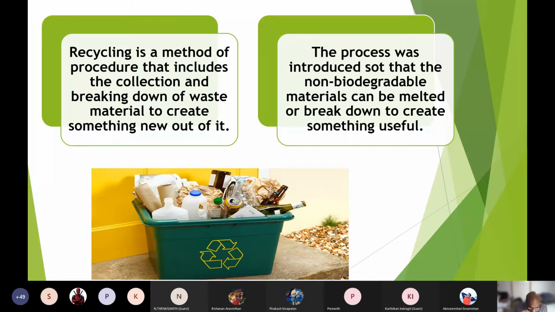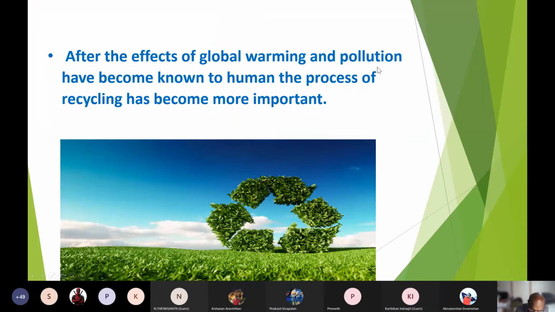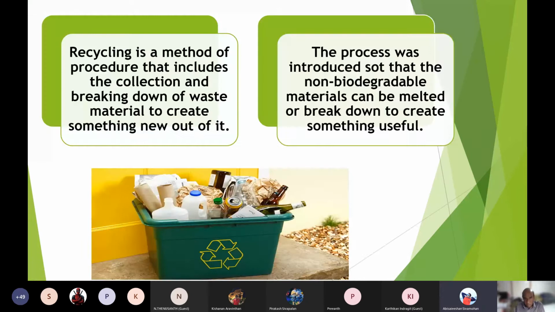The process is introduced so that the non-biodegradable materials can be melted or broken down to create something useful. Yeah, there's a small typographical mistake. It's so, it's not sort. I think in this part there's a small typo mistake. It should be SO, right? Okay, that's good. Now, next page.